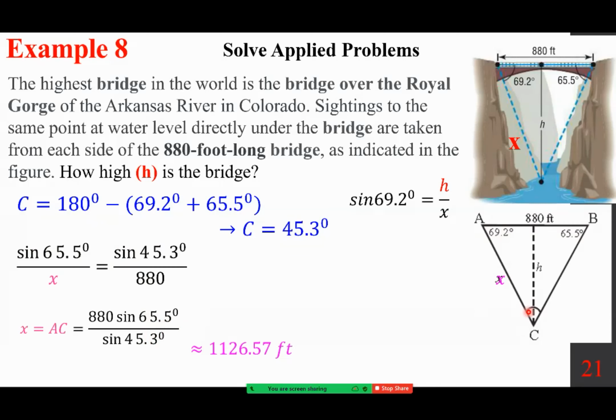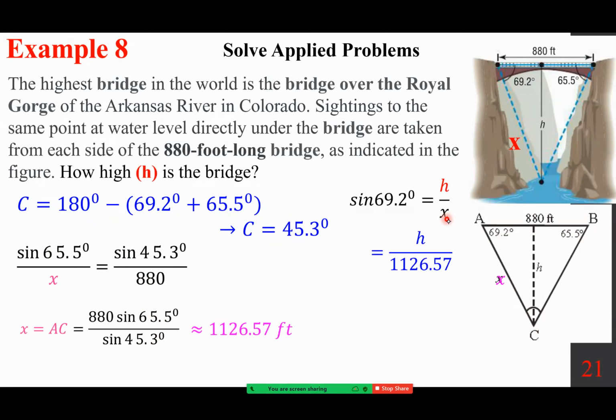Using a calculator gives us this number. So all we have to do, put it in here. We do that. And H would be the product of this one and this number. So 1,126.57 times sine of 69.2, which requires using a calculator, gives us the height of 1,053.15 feet. So we got what we were looking for.